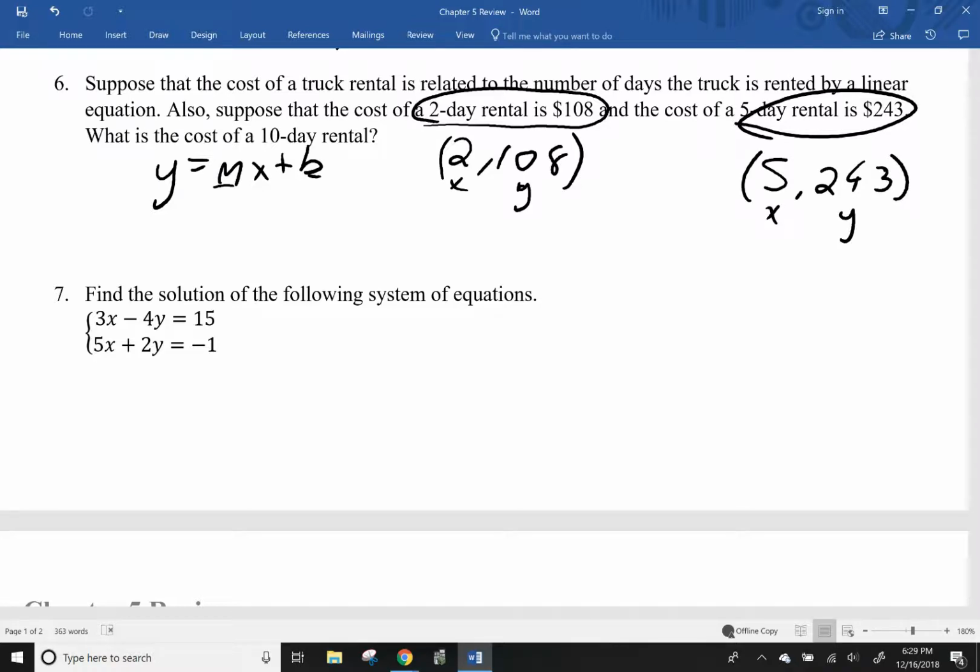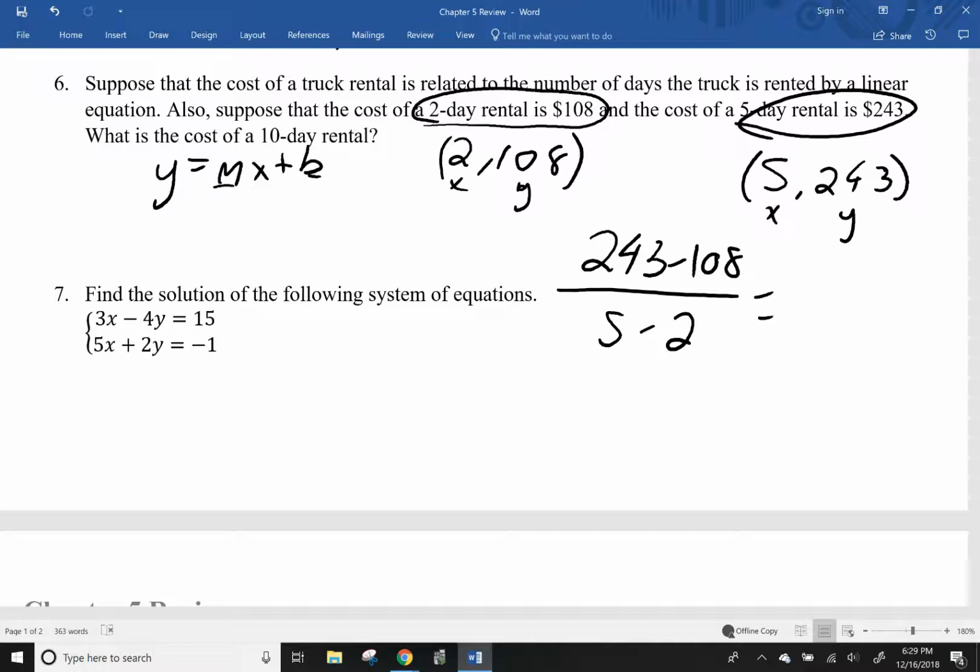Now I can use that information to find the slope, first and foremost. So slope, let's do 243 minus 108 over 5 minus 2. I'll let you guys work that out. Again, I don't want to grab my calculator and do it, but anyway, that's your slope, whatever that number is. It should be a nice round number, like 26 or something.